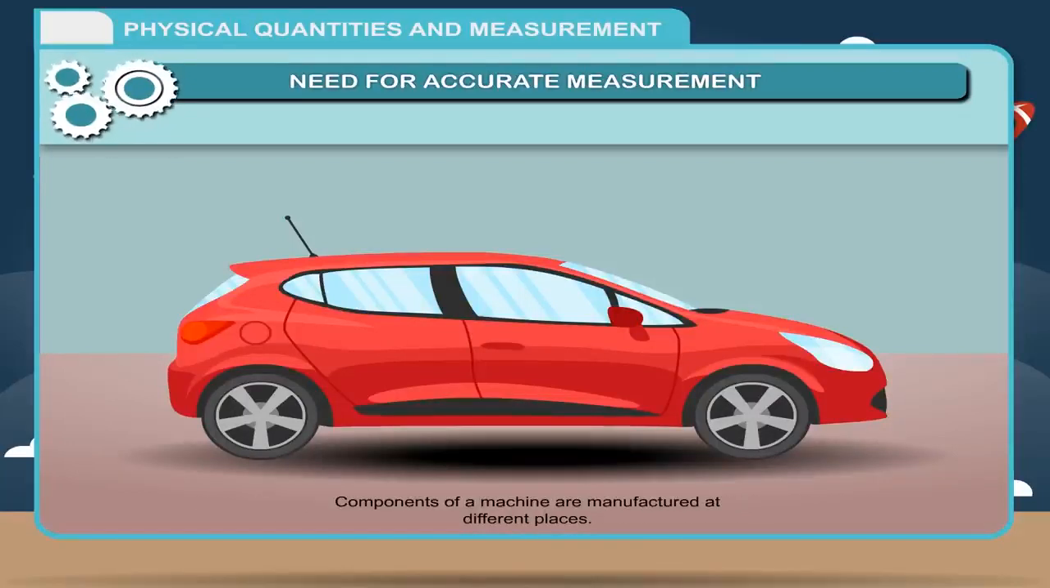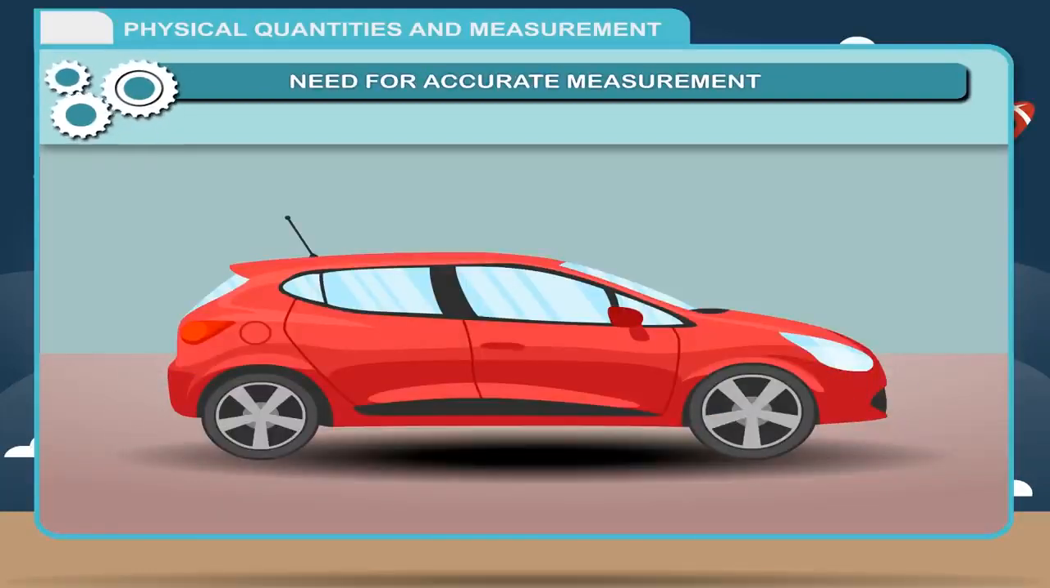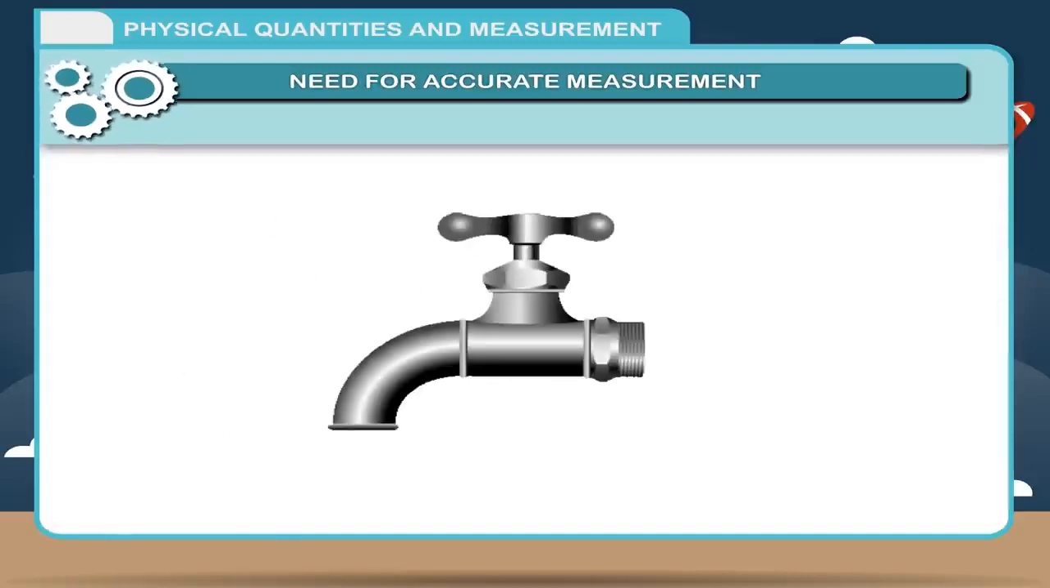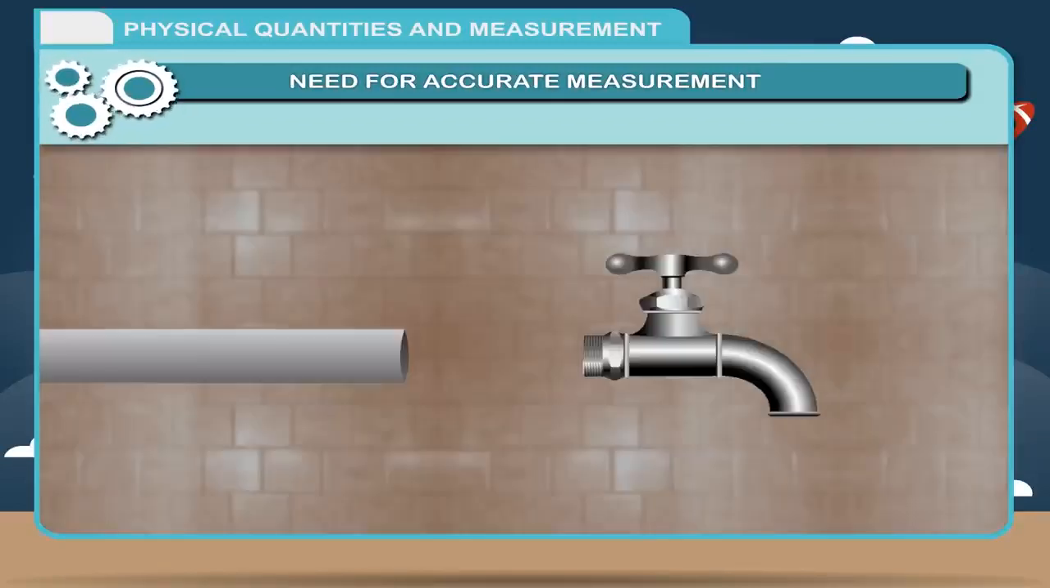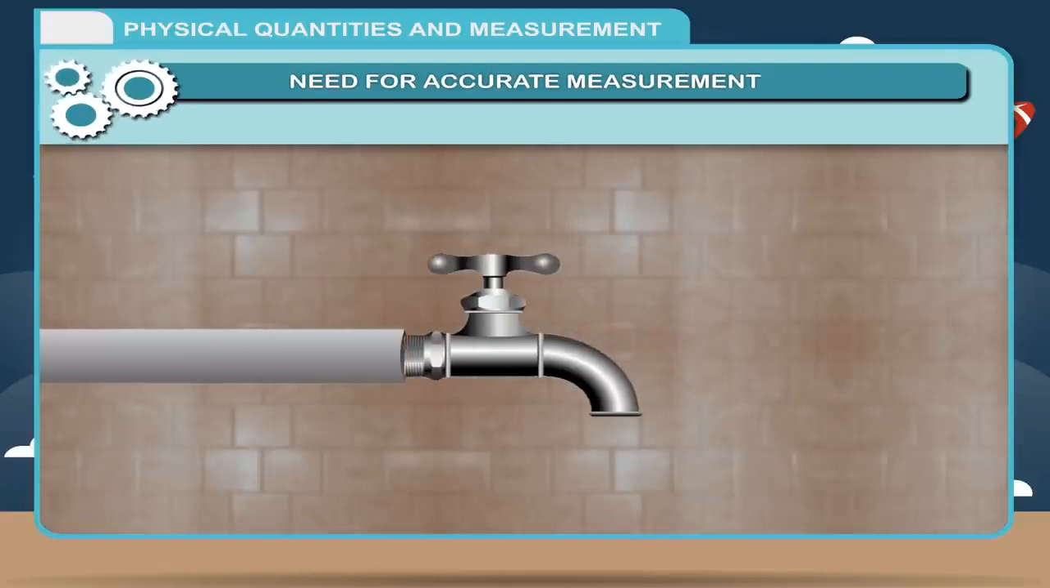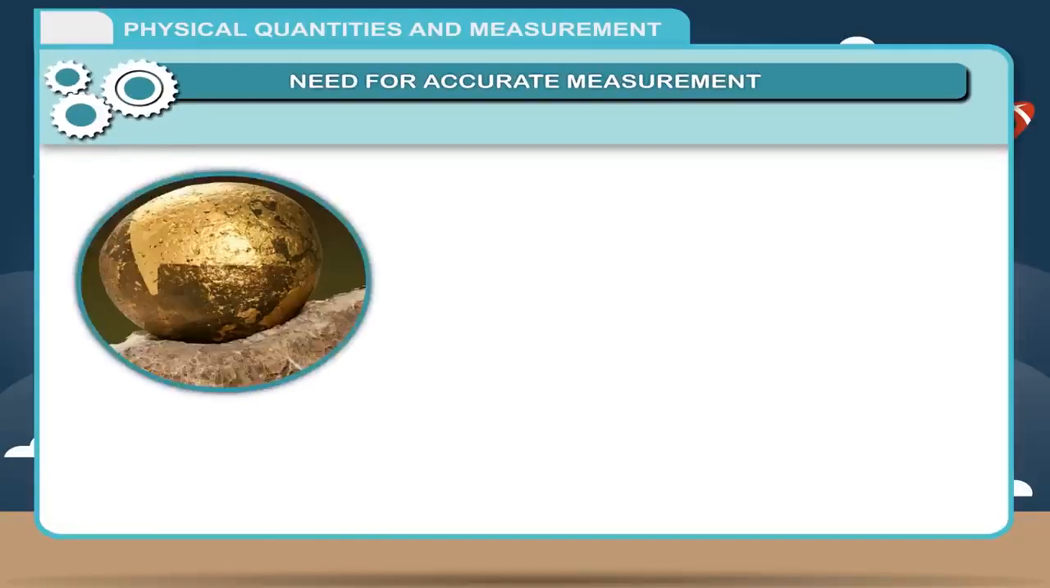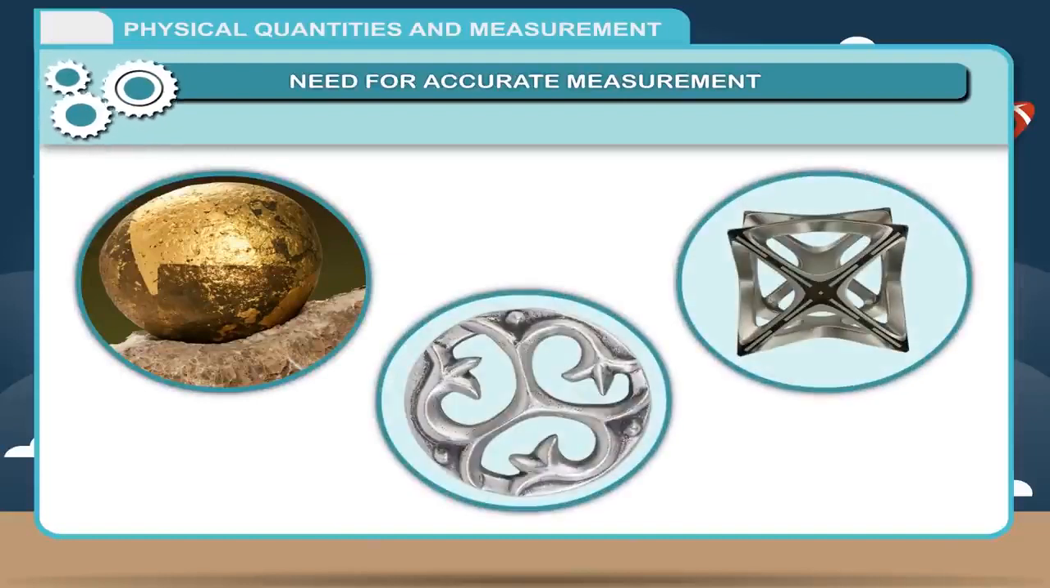Components of a machine are manufactured at different places. If each component is different in measurement, there will be a difficulty in assembling the machine. To remove all such difficulties, measurements are controlled very accurately. The water tap you bring from the market fits into any pipe of its measurement. This could not have been possible without a control on the accuracy of measurements. Expensive metals like gold, silver, and platinum are weighed extremely accurately.